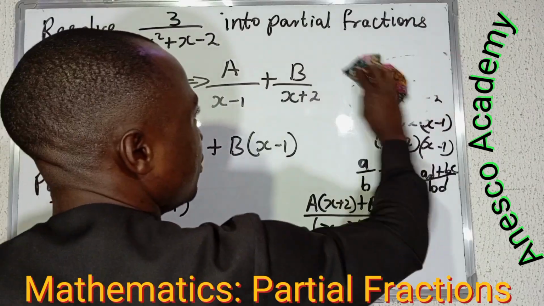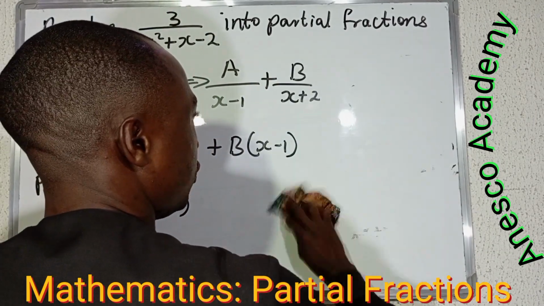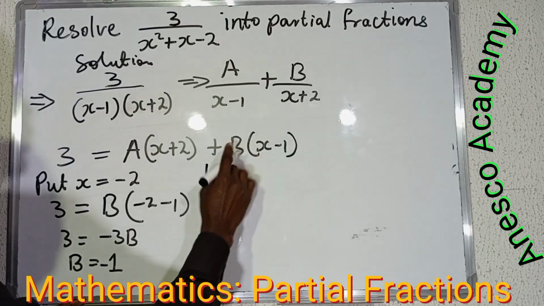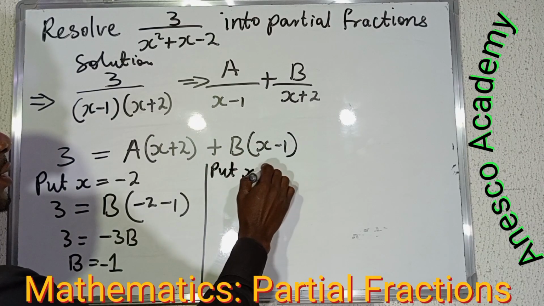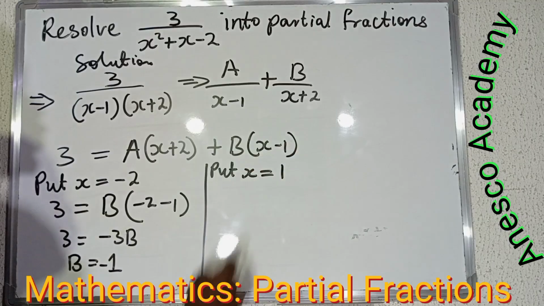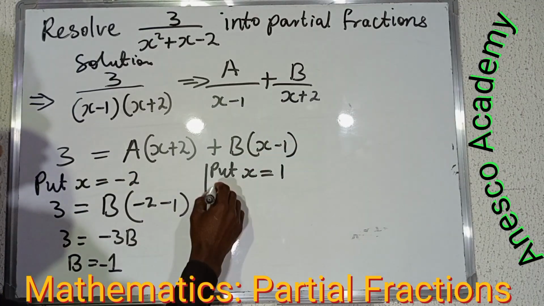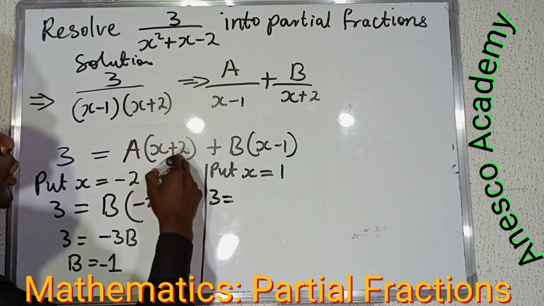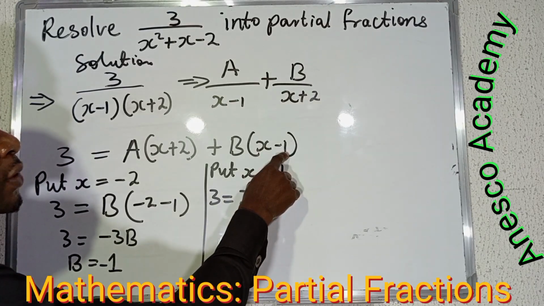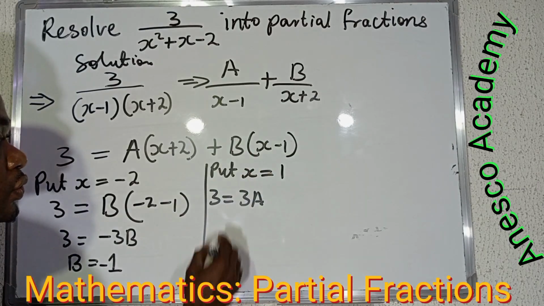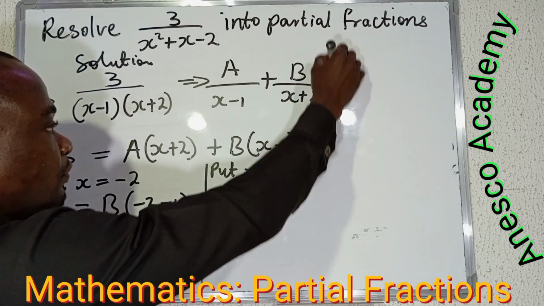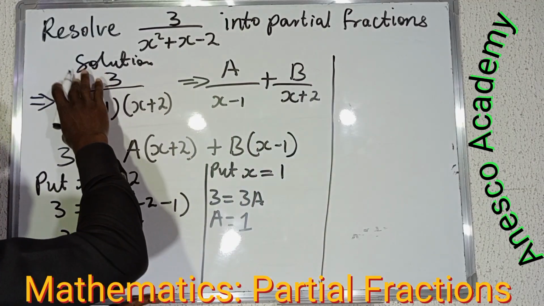Alright, now let me clean this other side. I can also, from here, put x equals 1, because making x the subject of the formula here, x will be equal to 1. Then we return back. It will be 3 equals 1 plus 2, that is 3a. 1 minus 1 is 0, 0 times b is gone. So my a is equal to 3 divided by 3, that is 1.